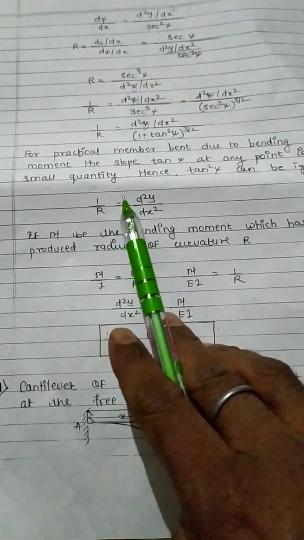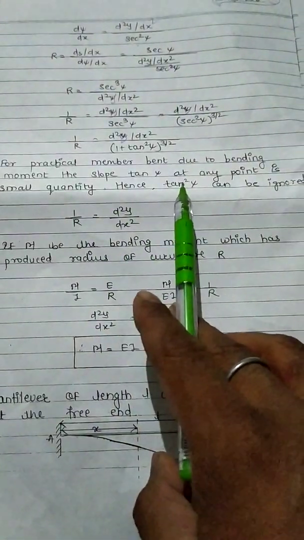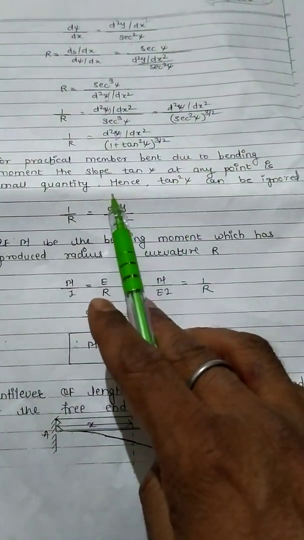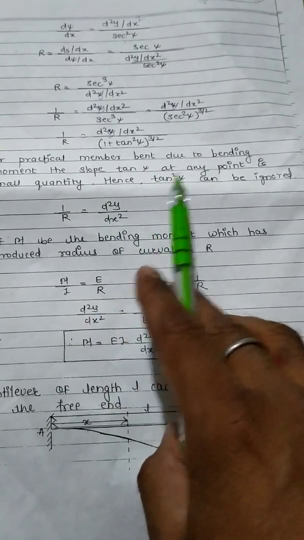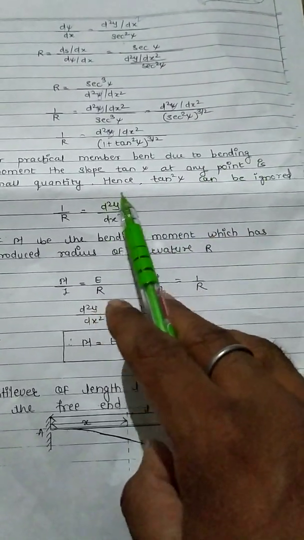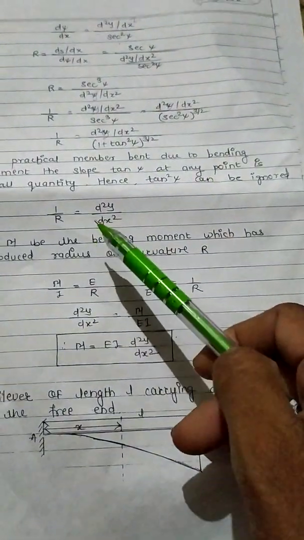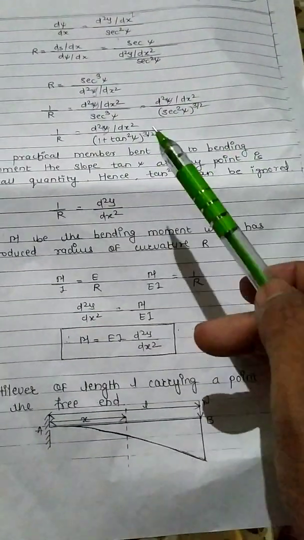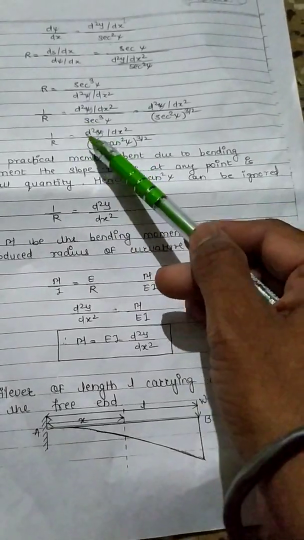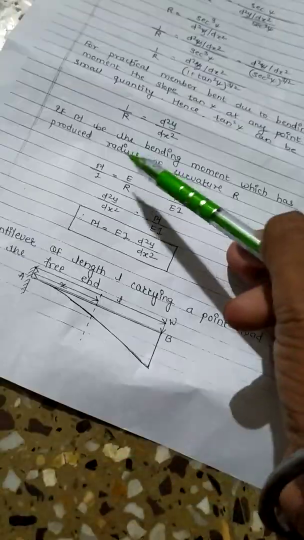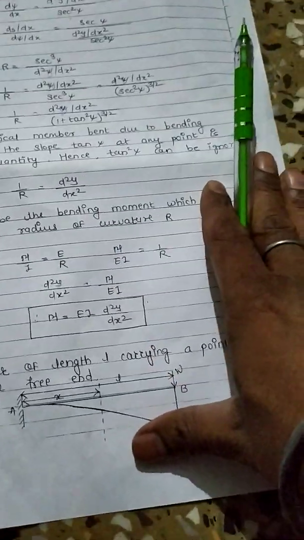Means for practical members bent due to bending moment, the slope tan psi at any point is a small quantity, and tan square psi can be ignored, and therefore it becomes 1 upon R equal to d square y upon dx square.